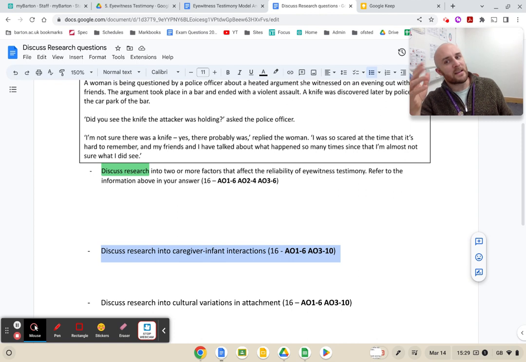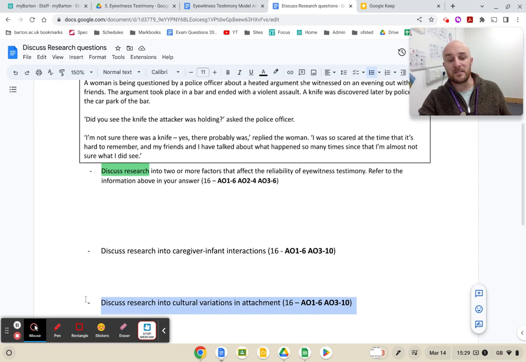This one is a great example about how you can get caught out. Discuss research into cultural variations. Now, the vast majority of students can only talk about Van Ijzendoorn, but you cannot. The question did not ask you to discuss Van Ijzendoorn. The question asked you to discuss research into cultural variations. So talk about Van Ijzendoorn, but you absolutely have to talk about at least Takahashi and Simonelli. Look at my slides if you don't know where they are, or they hopefully will be in the comments box. If not, then comment on the video.